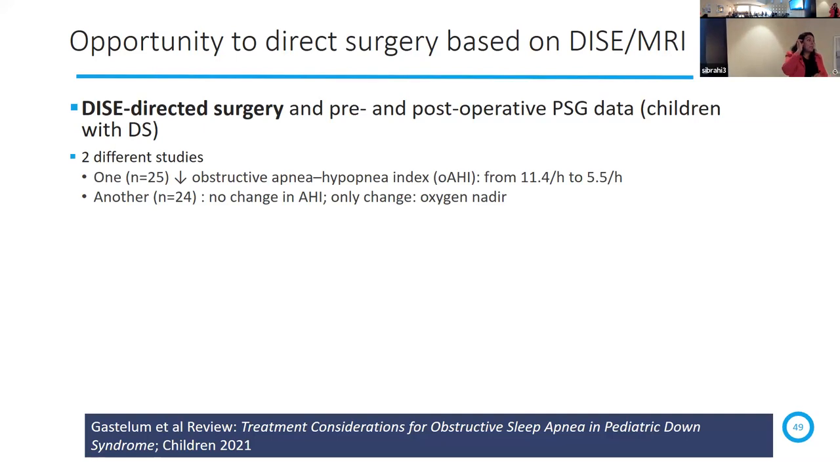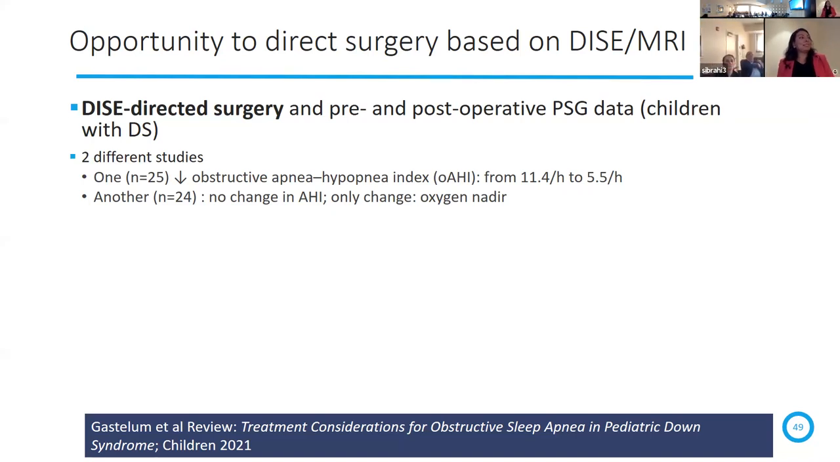Now, what if they fail CPAP? We need to have a next step for them. As they go through their treatment options, there's an opportunity to direct surgery by DISE or potentially MRI. So does DISE-directed surgery help? There are two different studies. One says it does help, the other doesn't. In the study that did, the AHI improved. Another study said really no change in AHI. I wonder if that's more about the surgery and the patient than the DISE. But DISE potentially could help select surgery.